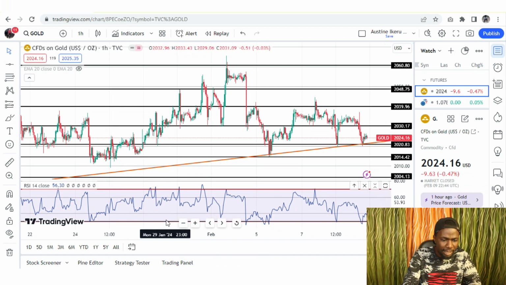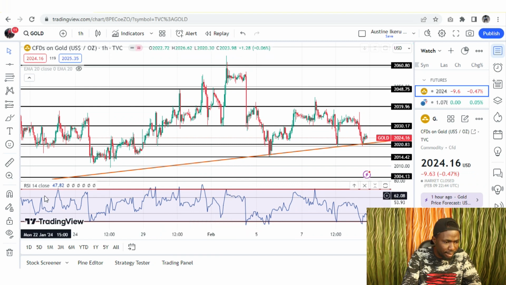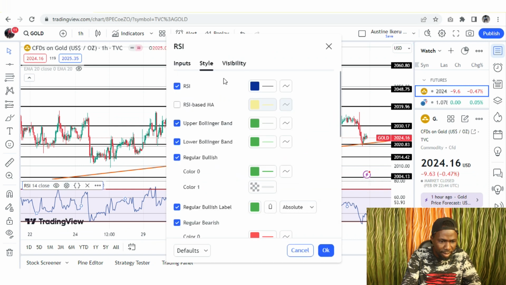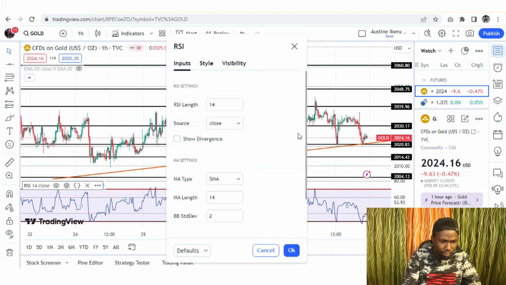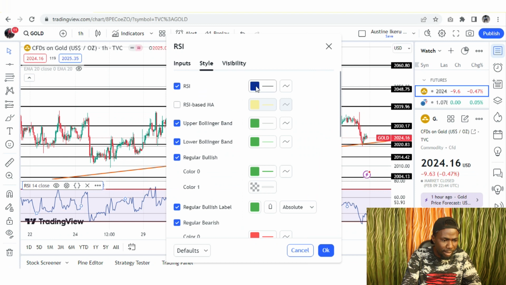We have the upper band and the lower band. The upper band is 70, while the lower band is 30. If you want to make a correction, you can simply go to the RSI settings. Go to the input. Make sure that the SMA is 14. Then you go to the style. This is the color of the RSI, which is blue. You can see it now.